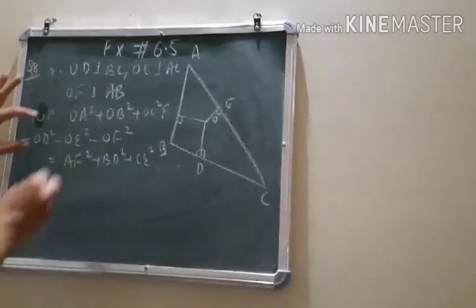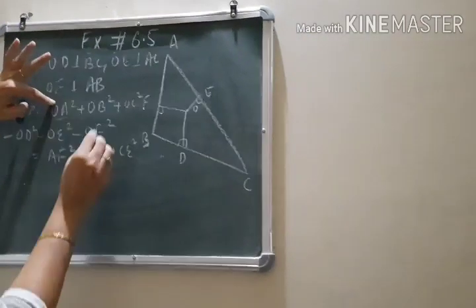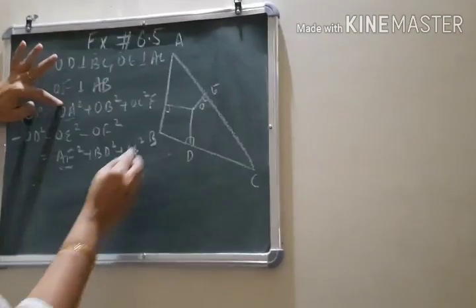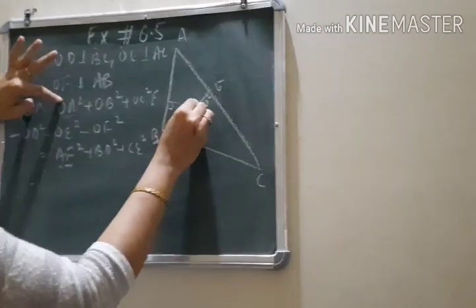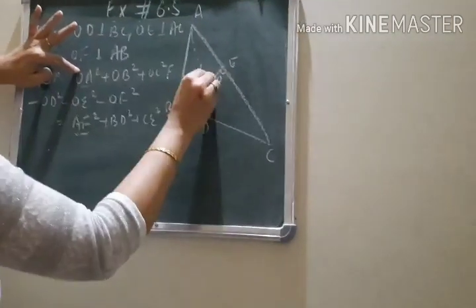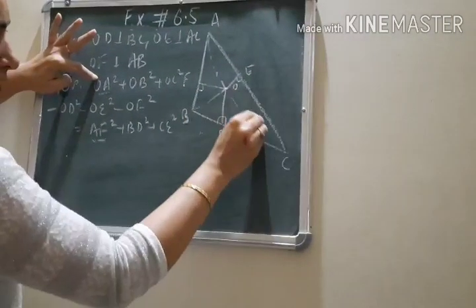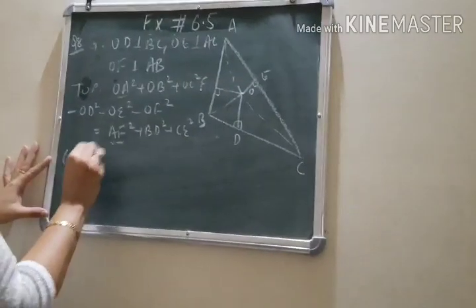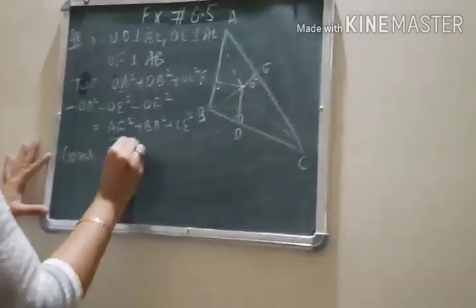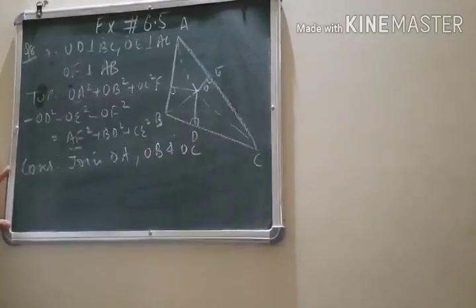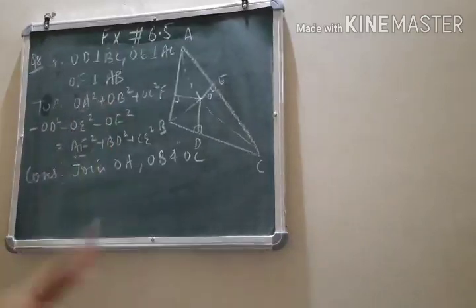See, OA square, then AF square. You can see OA, if I join this, it is OA. We can join OB also, and then we can join OC also. So you write in the construction as you require OA in the question. So join OA, OB and OC. First we will join these 3. Then accordingly we will take the triangles.